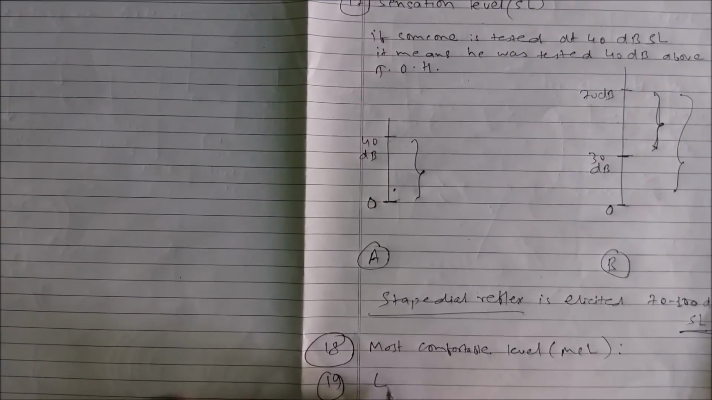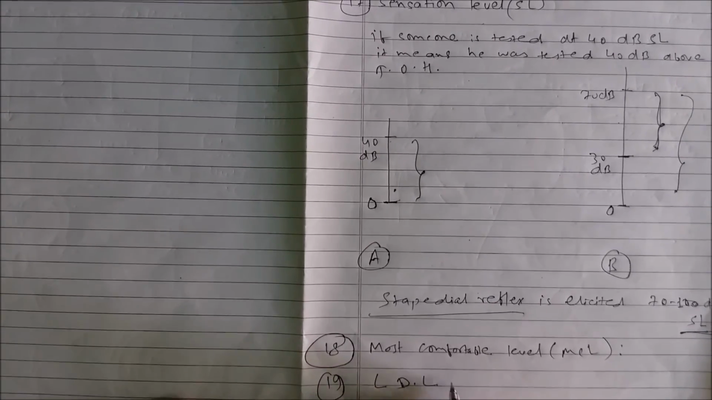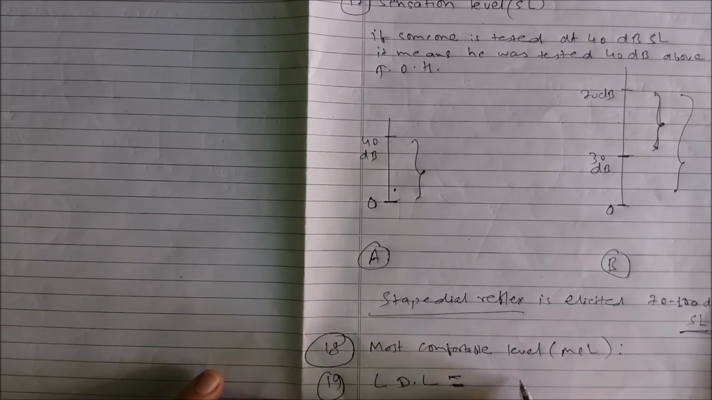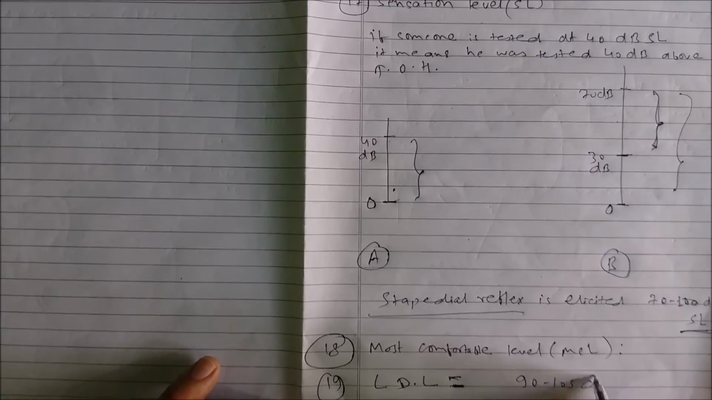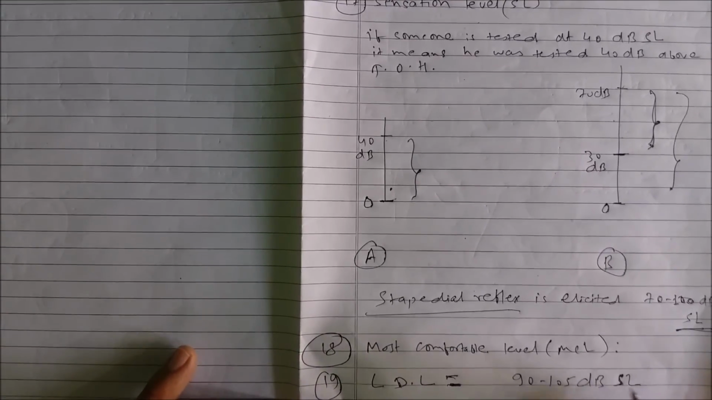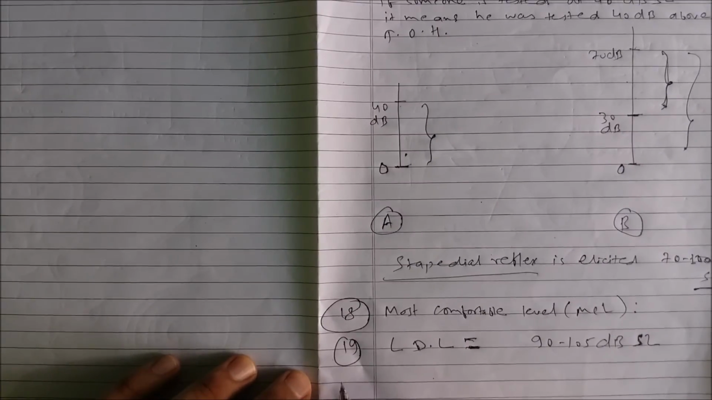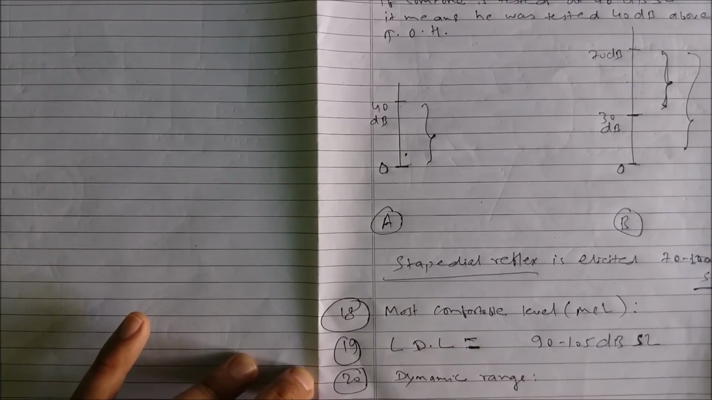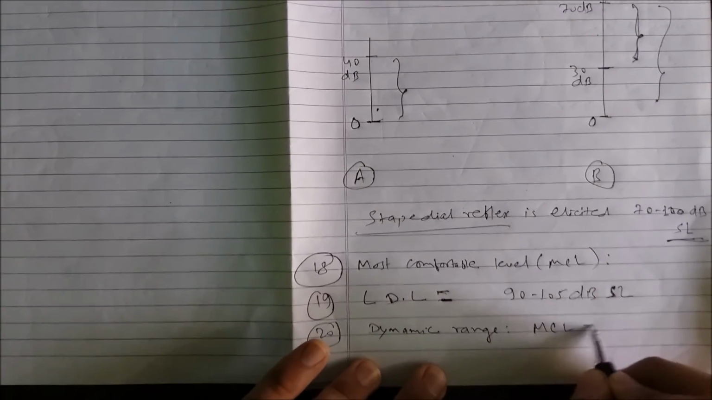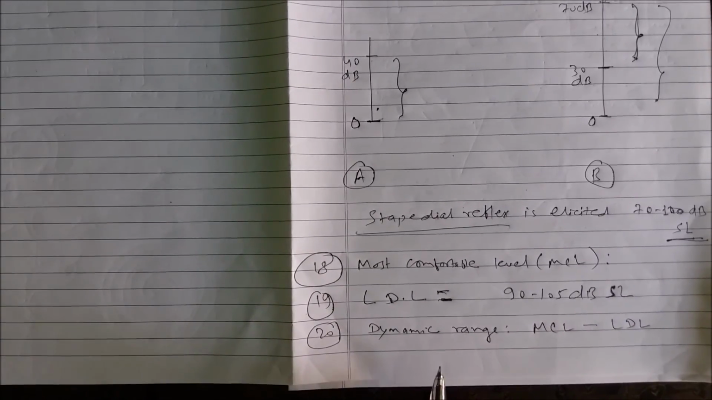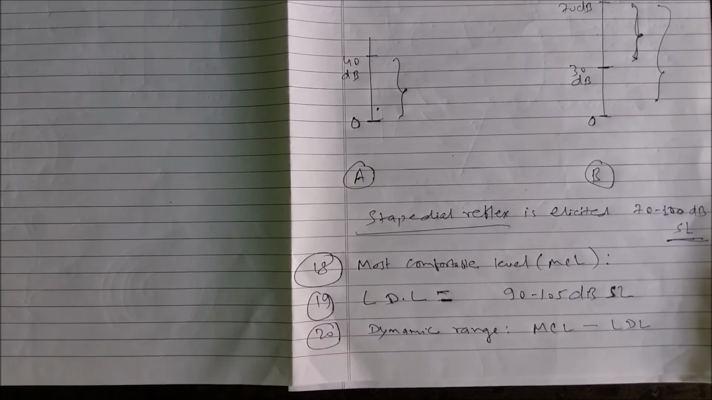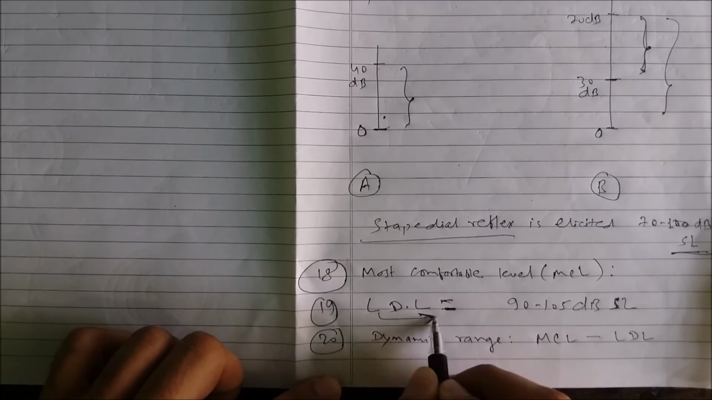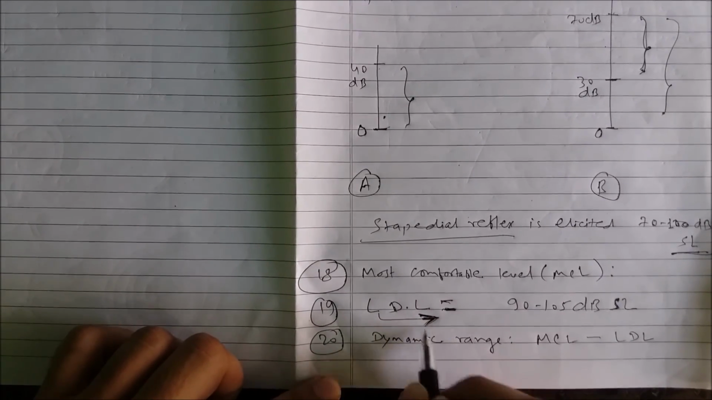And number 19, loudness discomfort level. Loudness discomfort level is the level at which the human ear feels kind of discomfort while hearing. It usually falls within the range of 90 to 105 decibel SL. SL means above the threshold of hearing. And now let's come to the unique term, that is dynamic range. Dynamic range is the difference between the MCL and LDL. It is of much more clinical importance while prescribing hearing aids to patients. LDL is used; it is of more clinical importance while prescribing hearing aids rather than this.